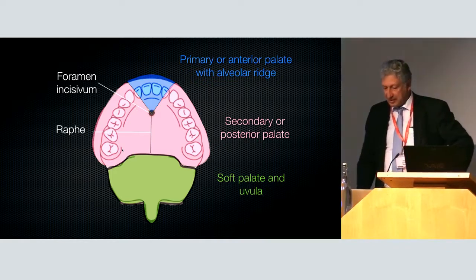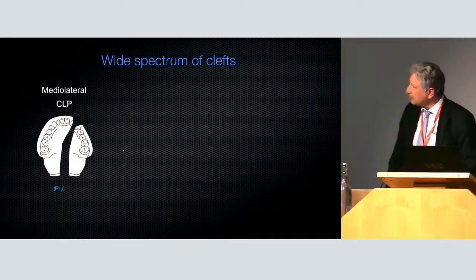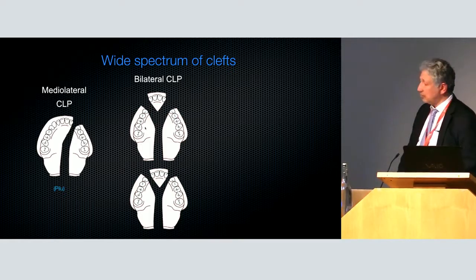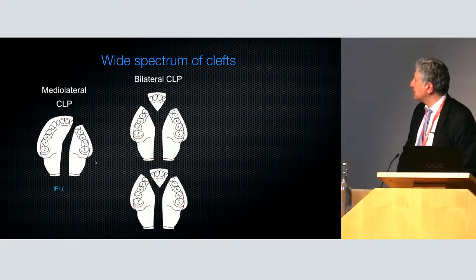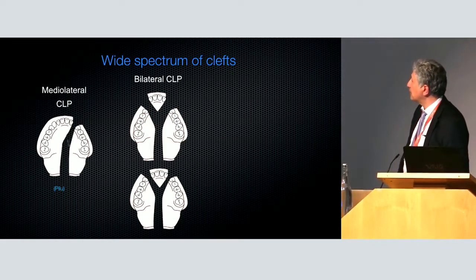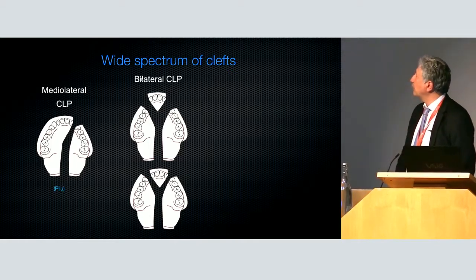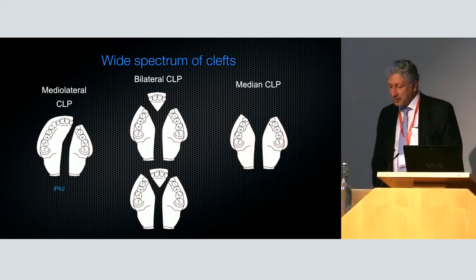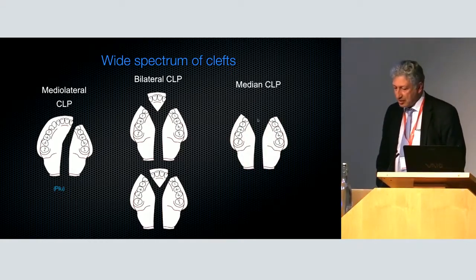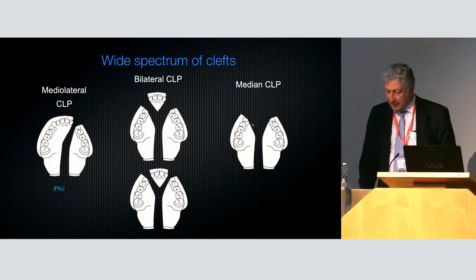This is another mechanism. So if we look at the different spectrum of clefts, and this is here a scheme done by Gianluigi, we have the mediolateral one, we have the bilateral one with protrusion, we have the bilateral one without protrusion, and we have the median CLP without any alveolar ridge, as you have seen in cases of holoprosencephaly.